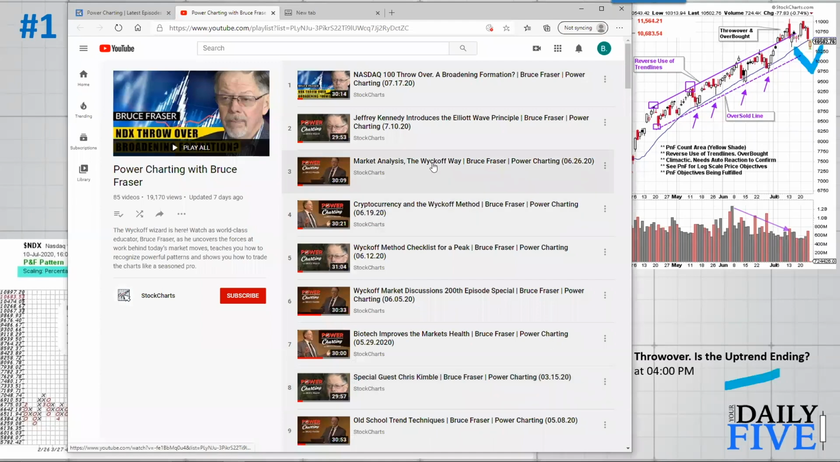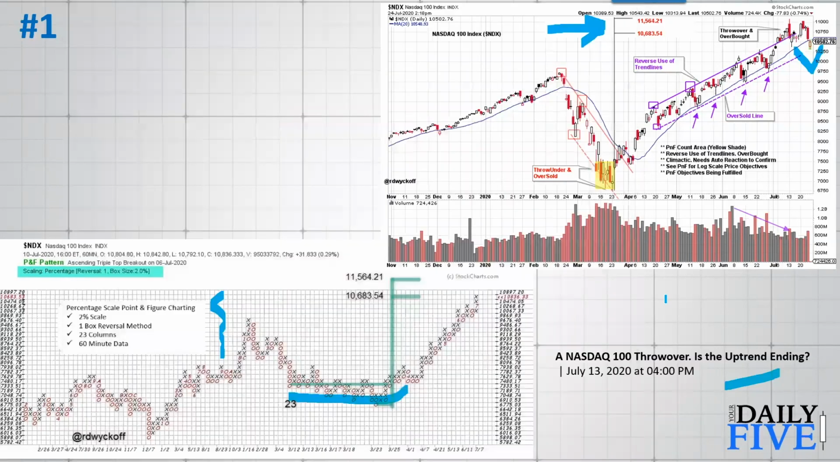Also, you can look at it here where we have the two important videos: Wyckoff method checklist for a peak on June 12th, and then market analysis the Wyckoff way on June 26th. And this shows a climactic action in the indexes of the S&P 500 and the Dow. And so you can see that there's a series of progressions of climactic behaviors as we've gone into and through the end of the second quarter.